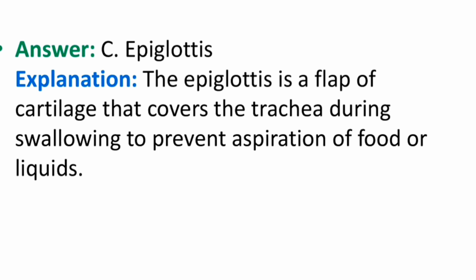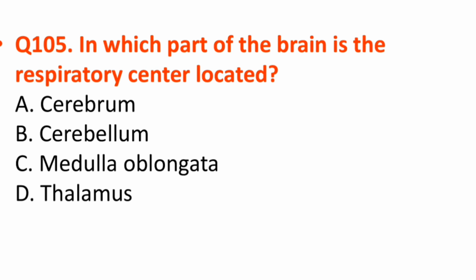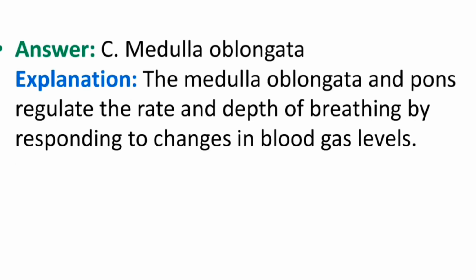The next question. In which part of the brain is the respiratory center located? Option A cerebrum, option B cerebellum, option C medulla oblongata, option D thalamus. The correct answer is option C medulla oblongata. The medulla oblongata and pons regulate the rate and depth of breathing by responding to changes in blood gas levels.